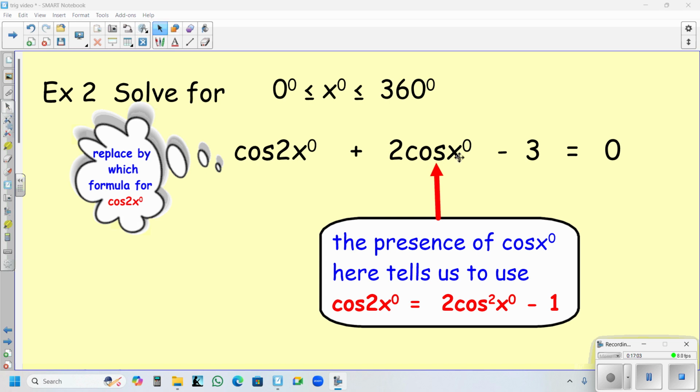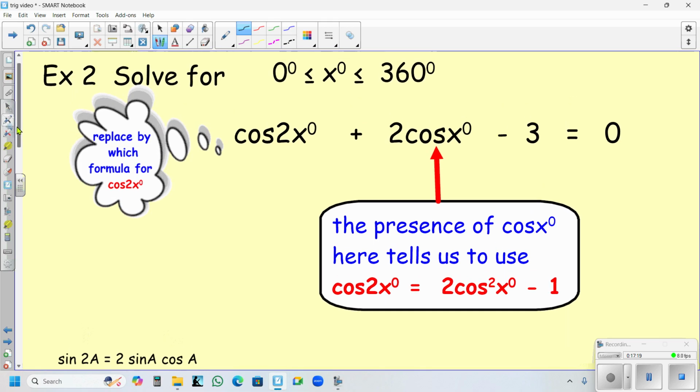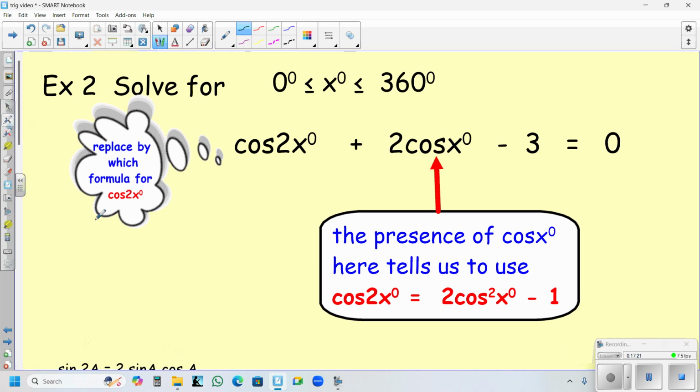We'll look to see what the middle term is. It's in terms of cos. So the presence of that cos x here tells us to replace cos 2x with the one that contains the cos. So 2 cos squared x minus 1. Okay, so if we're going to do that, then what we've got for this is, instead of cos 2x, I'm going to put in 2 cos squared x minus 1. So that's replaced. I've now also got plus a 2 cos x degrees. I've also got a minus 3 in there, and it's all equal to 0. You always make these things equal to 0.